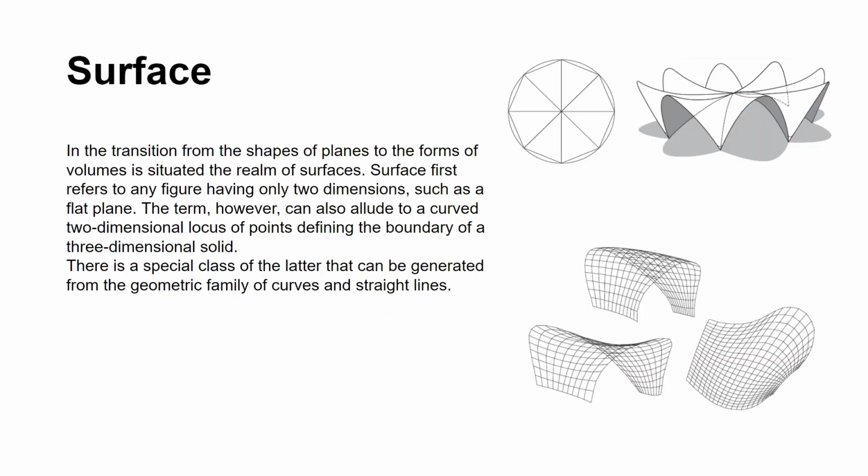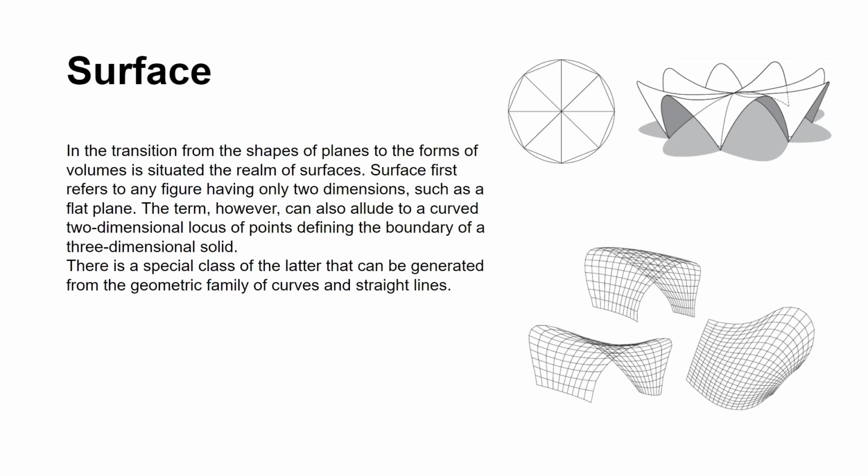Okay, surface. The transition from the shapes of planes to the forms of volumes is situated in the realm of surface. Surface first refers to any figure having two dimensions, such as a flat plane. The term, however, can also allude to a curved two-dimensional locus of points defining the boundary of a three-dimensional solid.